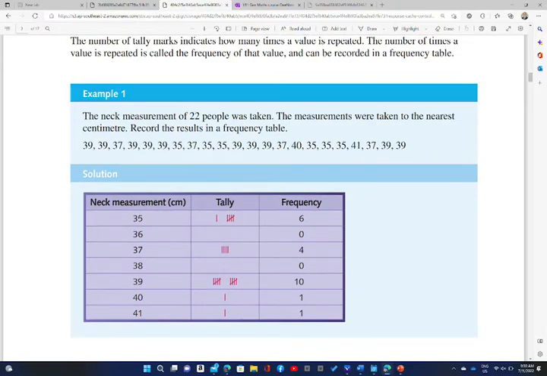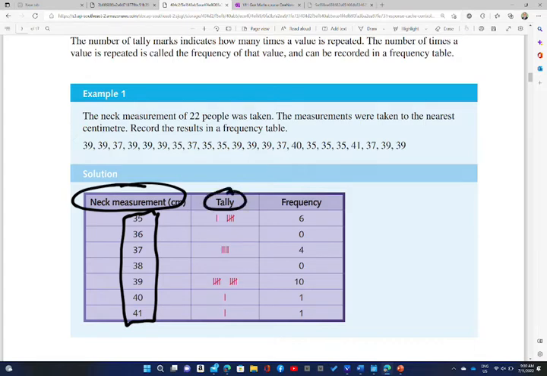I want to point out some things about the frequency table that you need to make sure you know. First of all, you must title the thing that's being measured, and notice it also has units on it. If you leave that off, then your frequency table is wrong. Then each category gets its own row in the table. Rows go across, right? Then you're going to have your tally, and then you're going to just count up the tally to get the frequency.